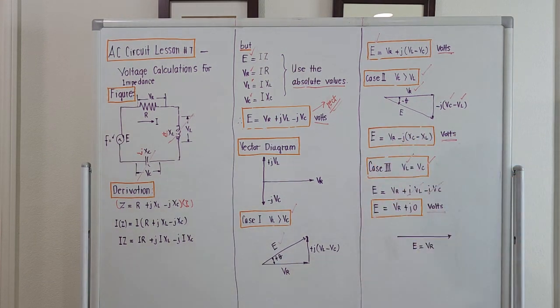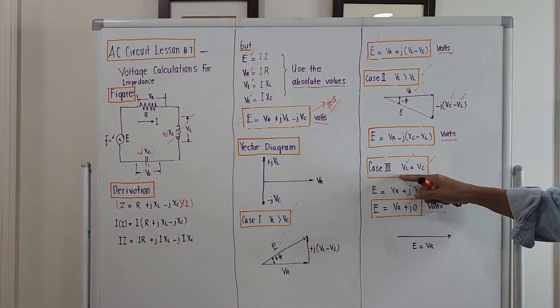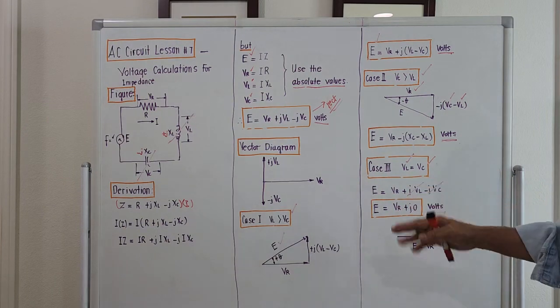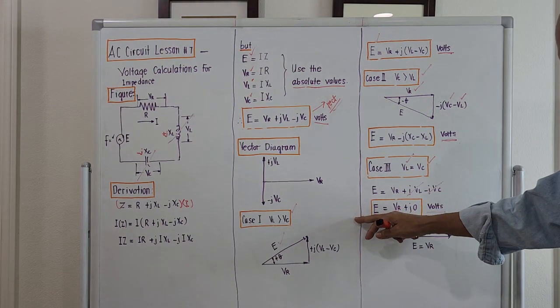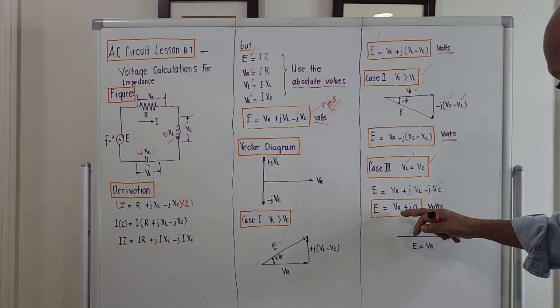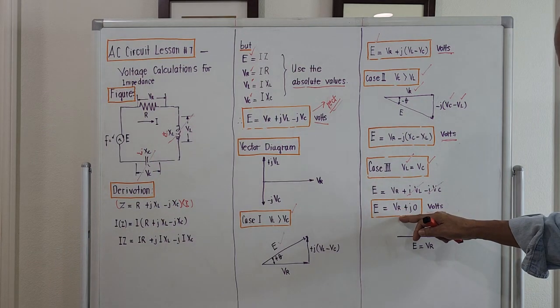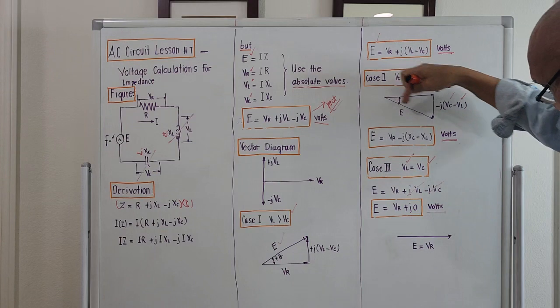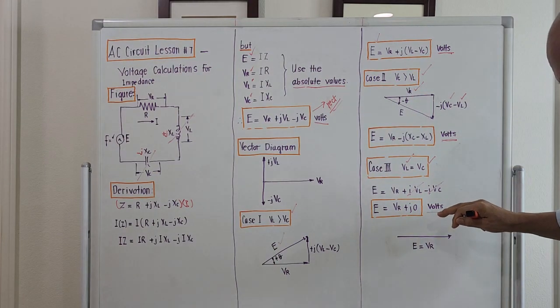And for case number 3, the best scenario for a system, that is when V sub L is equal to V sub C, they cancel out. Meaning to say, the utility voltage is just equal to the voltage across the resistance. This is a lesser value than the hypotenuse. So this is the best condition for any system.